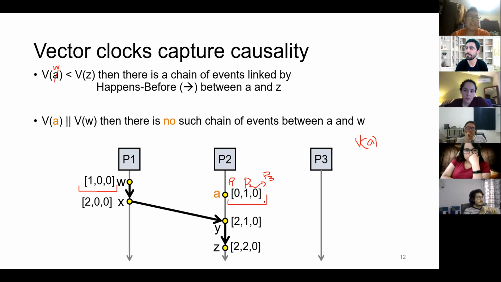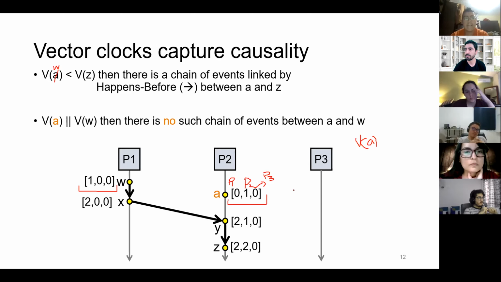No, my question is that you have 2 points there, right? What about if we do the opposite? You are saying that if vector W is smaller than vector Z, then there is a chain of events linked by happens-before between them. But what about if we don't know about the vector, but we know that there is a chain of events linked by happened-before between A and Z? Can we conclude that vector? Yeah, that one.